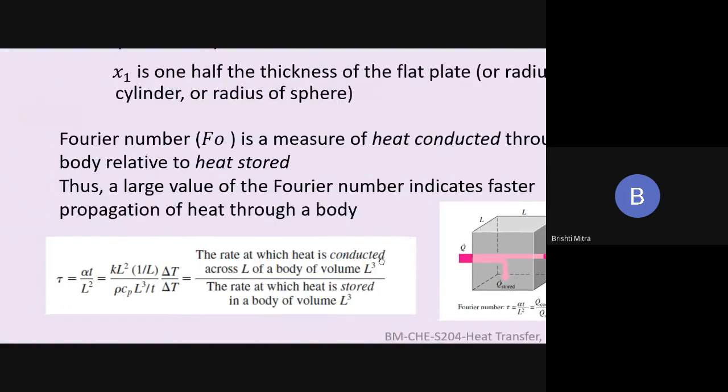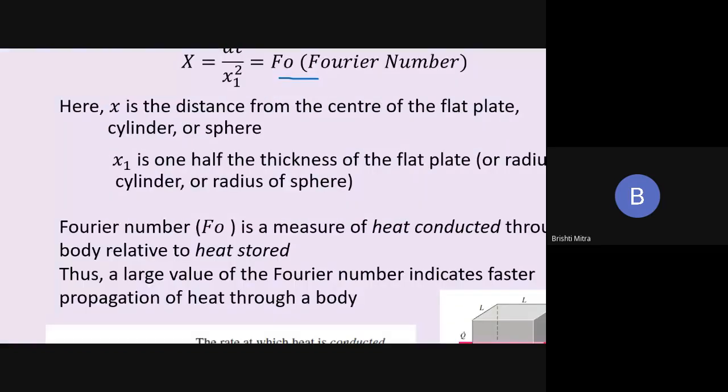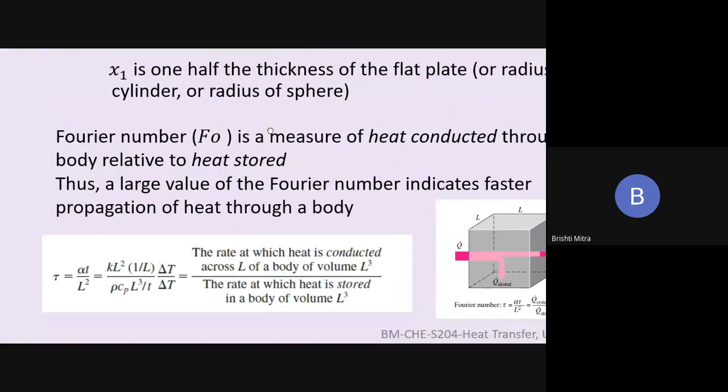If I look at this, this is alpha t by x1 square, which means length square. Alpha is k by rho Cp. This is the definition of alpha. We can take this t to the denominator out here. We are multiplying the numerator and denominator both by L square, so there's an L square term out here. One of the L's is taken up, 1 by L, into delta t. We have arranged it in such a manner that the numerator talks about the heat conducted across length L of a body, which has a volume equal to L cube.